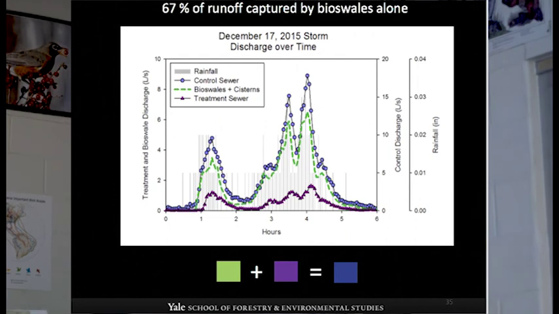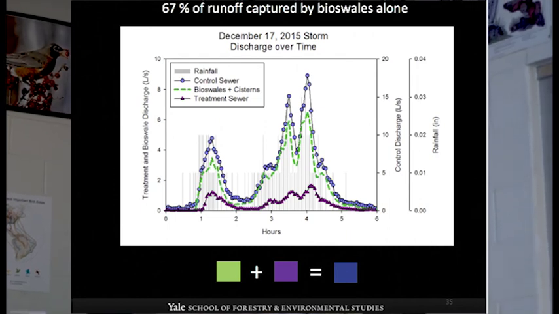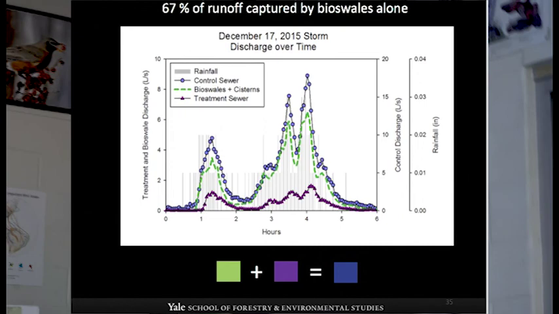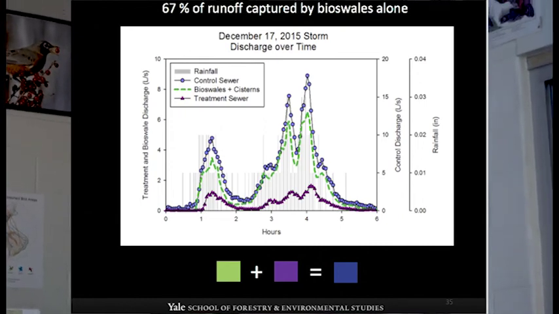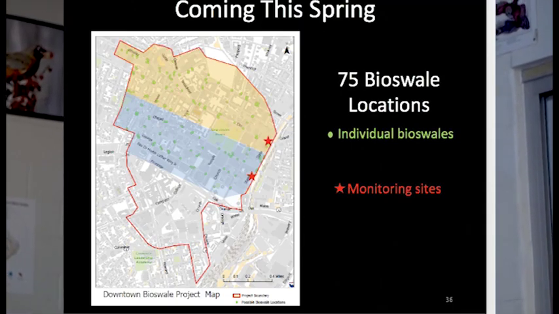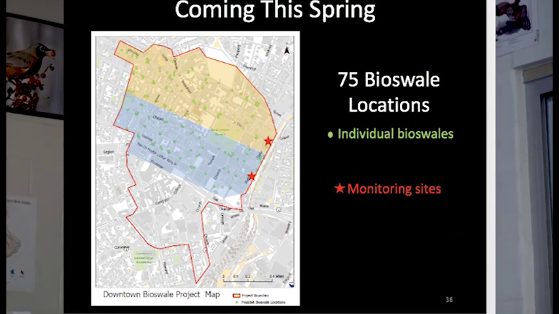There we go. So what it's telling us is that the green plus the purple equal the blue, and the green is the stuff that was captured by the swales. The purple is the residual that was not captured by the swales, and they equal the total that we find in the control. So a lot of the water is being captured by these systems. They do indeed work. I could show you many more slides that demonstrate that same fact, but I won't.